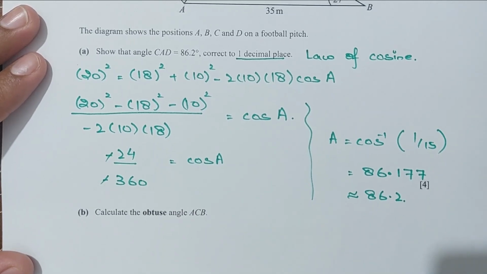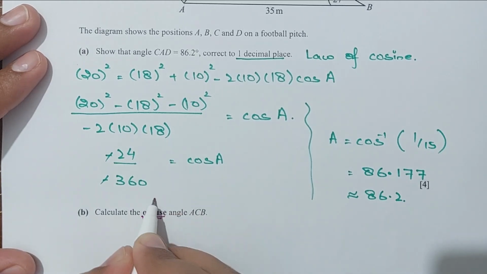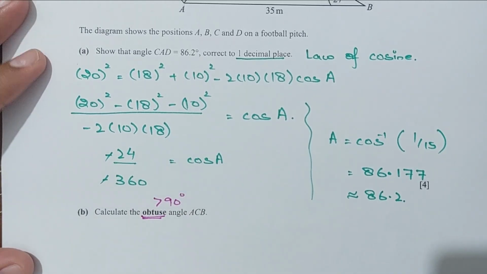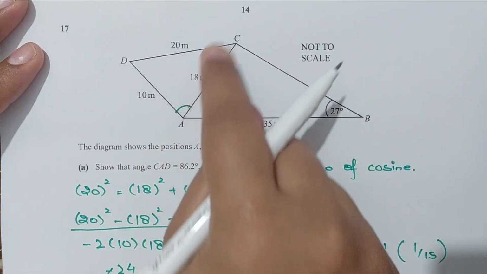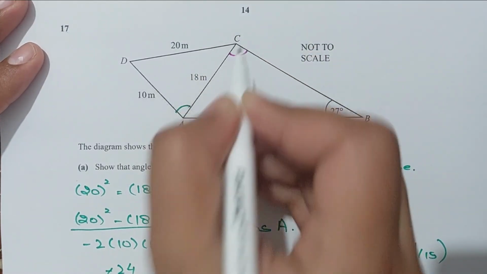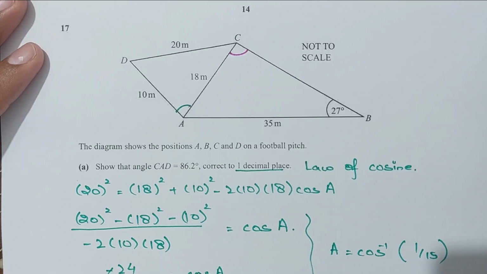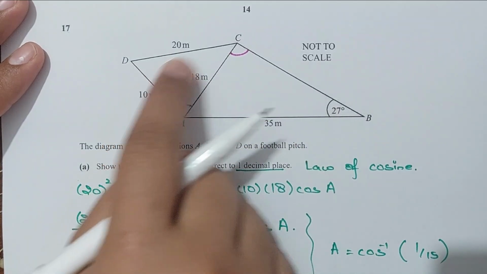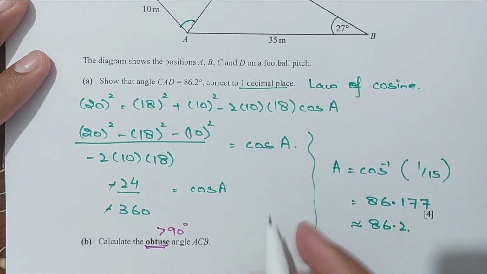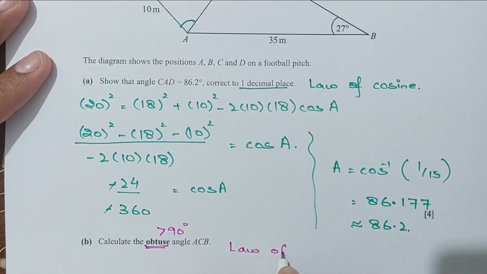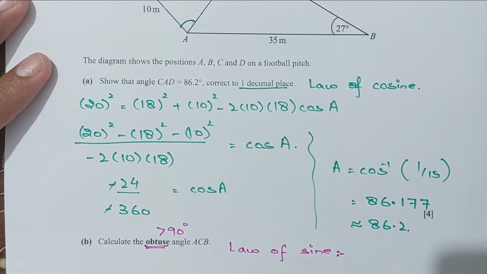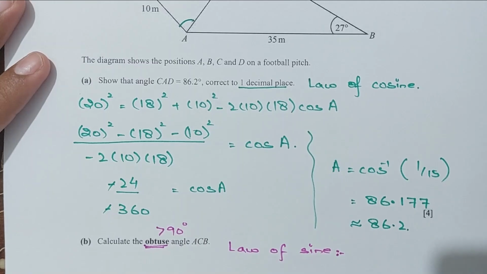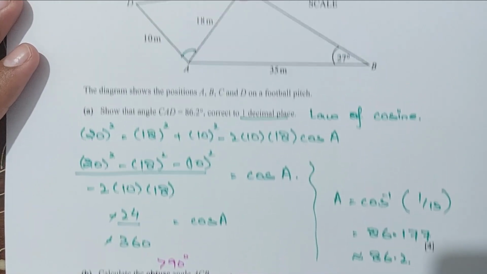Second part, calculate the obtuse angle. This must be an obtuse angle, that angle should be greater than 90 degrees. ACB, A, C, and B. This angle we have to work on. So this angle and its front side. Let's apply the law of sine here. And we use the ambiguous case of the sine law to get that obtuse angle. I will explain to you. Let's do it step by step.